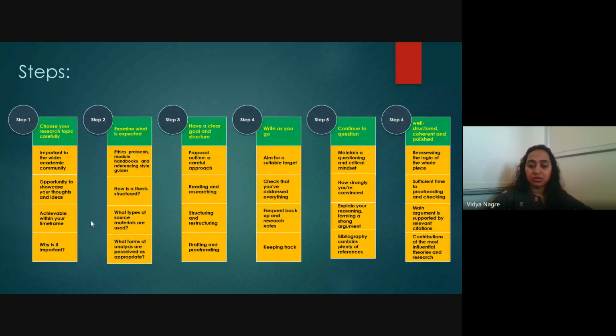There are also good softwares like Mendeley, which you can use for crafting a good bibliography according to the style sheet that is mentioned. Now, the last but important step here is a well-structured, coherent, and polished thesis. Reassessing the logic of the whole piece. Understand? It's 300 pages.